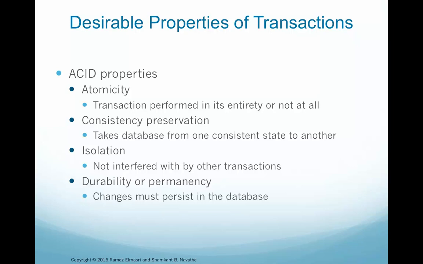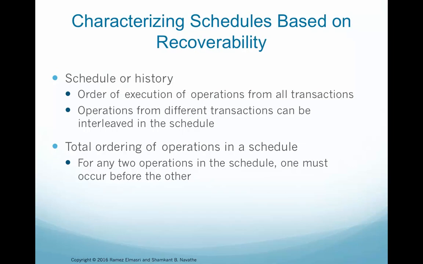Isolation is where we don't want any of the transactions interfering with each other, so each transaction must happen in isolation from the other ones that may be happening concurrently. Durability or permanency is basically the property that the changes must be persisted to the database correctly. So these are the ACID properties of transactions. Next, we'll look at how we characterize a schedule. So basically, how do we come up with a schedule when there are multiple transactions?